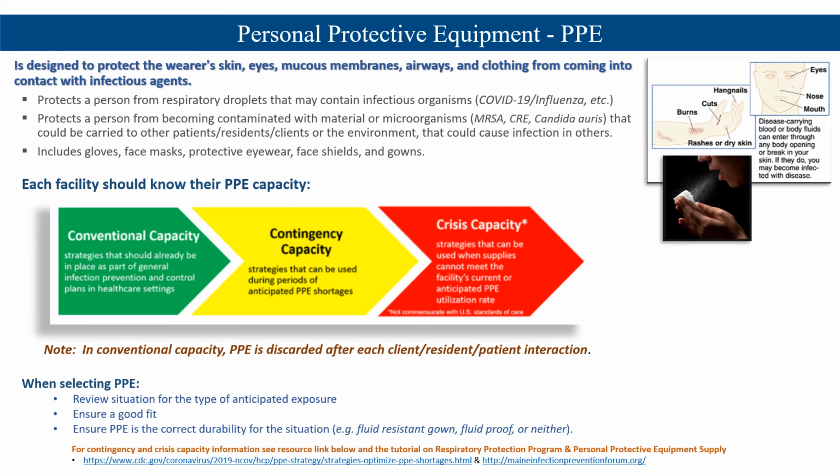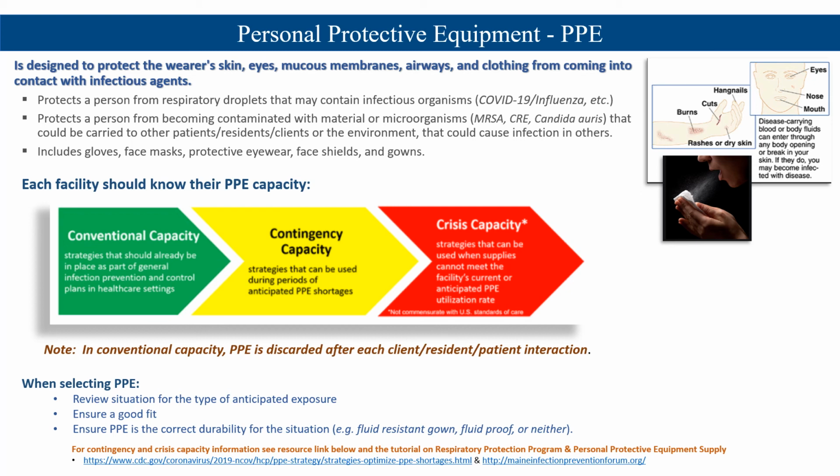When you determine your capacity, and you happen to be in either contingency or crisis capacity, is when you may look at the supply shortage strategies that fall within each of these different capacities. So for example, extended use of PPE, such as an N95, is a contingency capacity strategy. Limited reuse of PPE is a crisis capacity strategy. And so when a facility is looking at adopting one of these strategies, it really should go along with where you are in your PPE capacity.